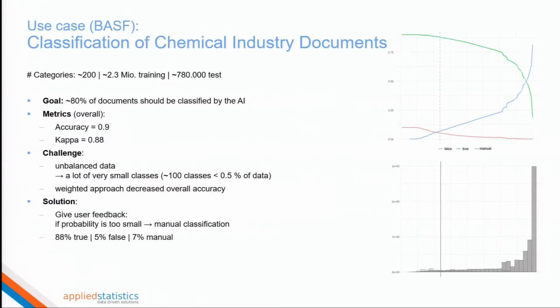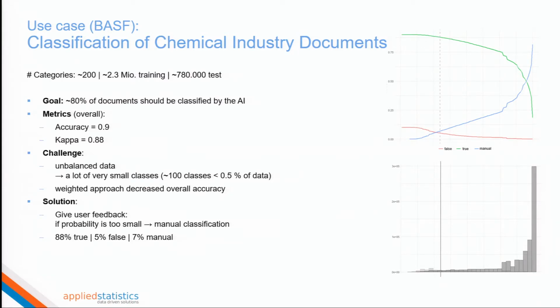And so we use these probabilities and searched for a threshold to say, okay, you have a document, it's classified into a class, and if the probability for this classification is below a certain threshold, give the feedback to the user, please classify this document manually, because we are simply not sure if that's the right class to use. So what you can see at this upper graph is basically how these three possibilities you have now for a document, so it can be true, it can be false, or you have to classify it manually, how this looks if you change this threshold.